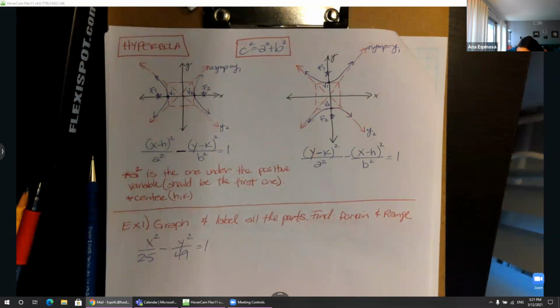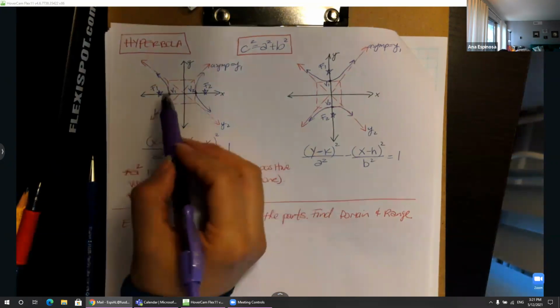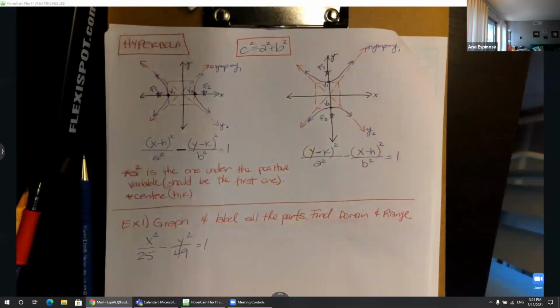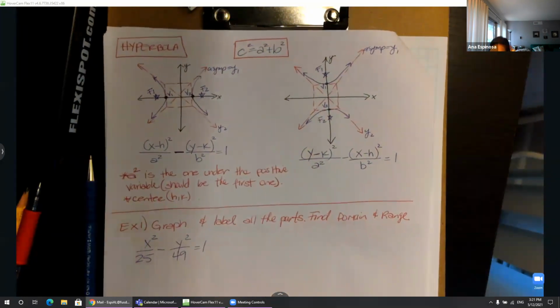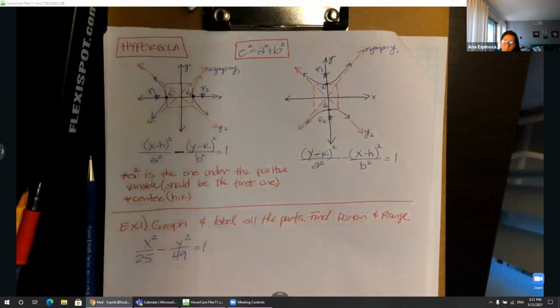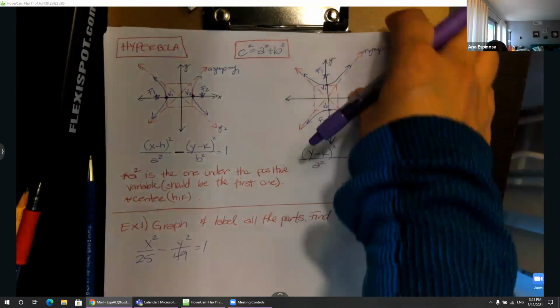Okay. So vertices will be the vertices, just like in a parabola from 8.1. The covertices, we don't have any covertices. We have focus points and we have the asymptotes. So let me help you get started. This is a bit brutal, but we're going to try our best. Explain this.